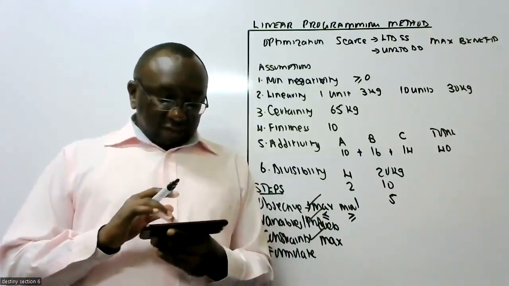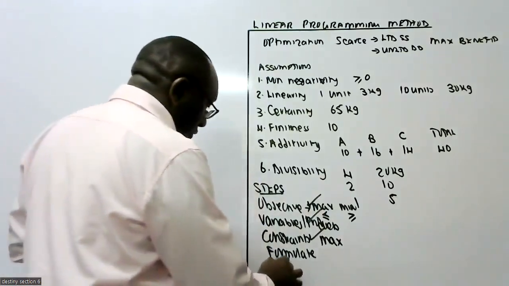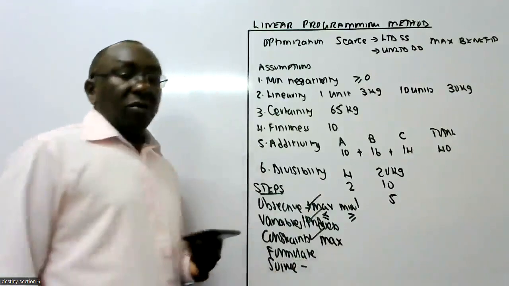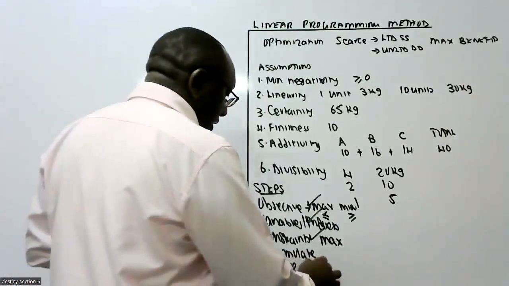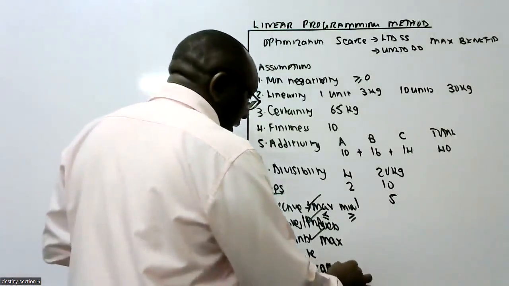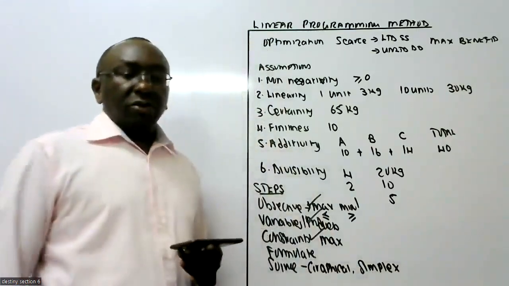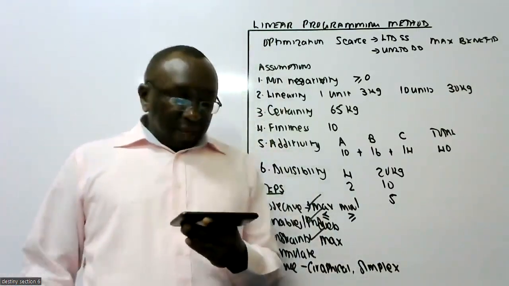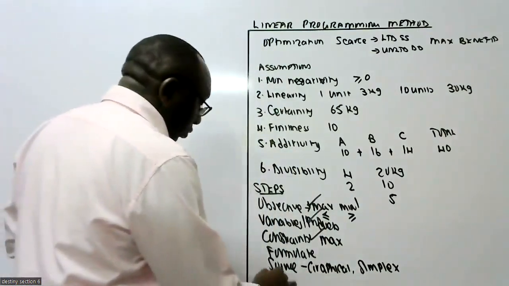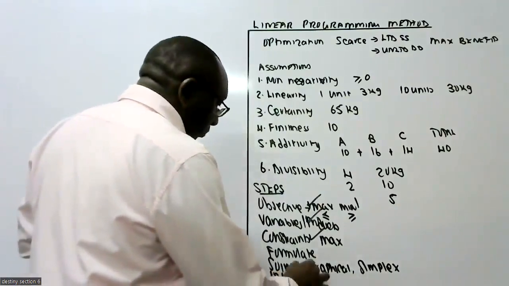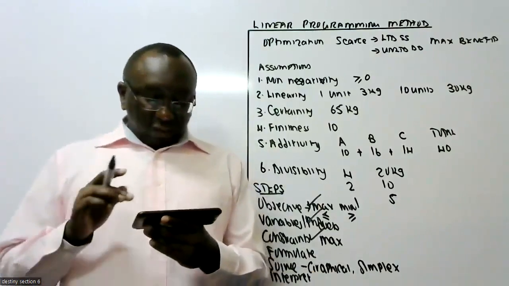The other thing is, after you have formulated, you now solve the problem. And in solving, we have 2 methods that are used. There is what we call the graphical method. That's the one we are going to start with. And then there is what we call the simplex method, and that is what we shall do in our next lesson. But after you have solved, the next thing is usually to interpret the results.